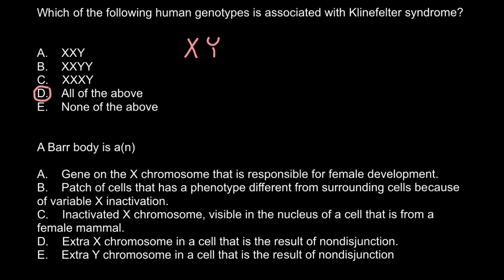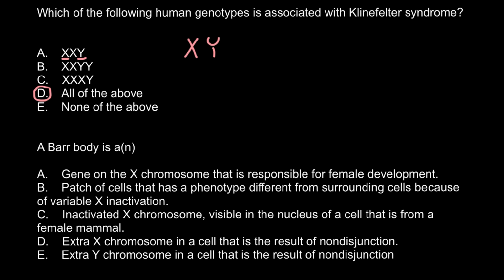But here with answer A we see genotype XXY. So we see that this is a male because the male has a Y chromosome, and he has an extra X chromosome. So that means Klinefelter syndrome.